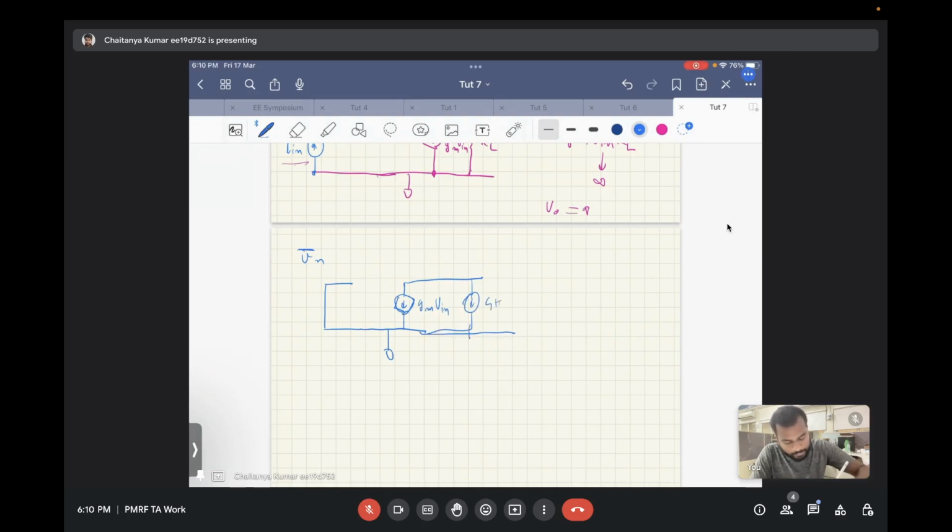So we have 4kTη times Gm. Then we have RL, and its noise source we can also convert to a current noise source. So it's 4kT by RL. Okay, so this we get at the output.